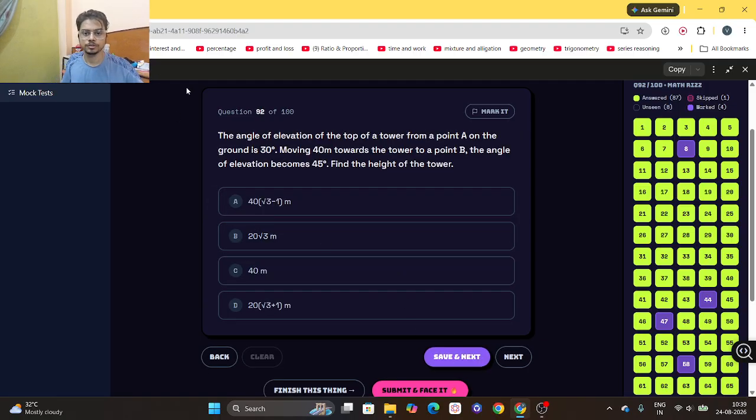The angle of elevation of the top of a tower from point A on the ground is 30 degrees. Moving 40 meter towards the tower to a point B, the angle of elevation becomes 45 degrees. Find the height of the tower.